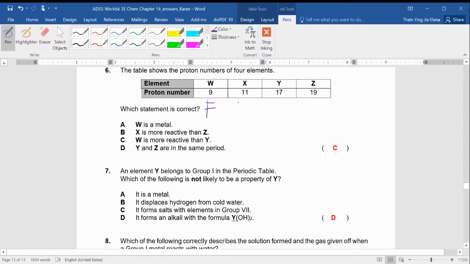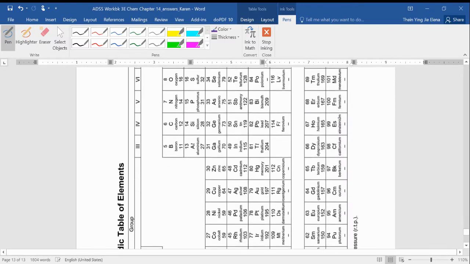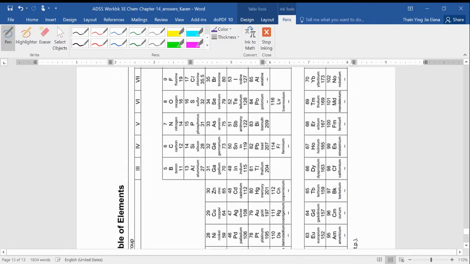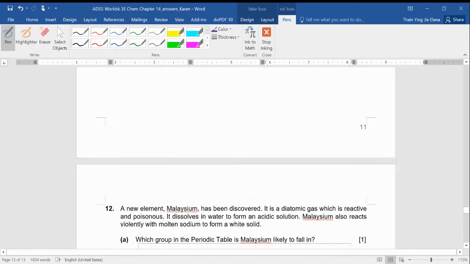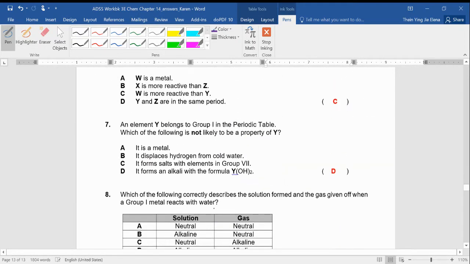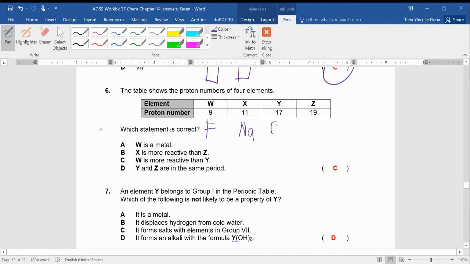Okay, 11 electrons, I think is sodium. 17 and 19: chlorine and potassium. So this is chlorine, this is potassium. So W is a metal? No, fluorine is not a metal, it's a non-metal. Draw your staircase, zero boron. X is more reactive than Z.